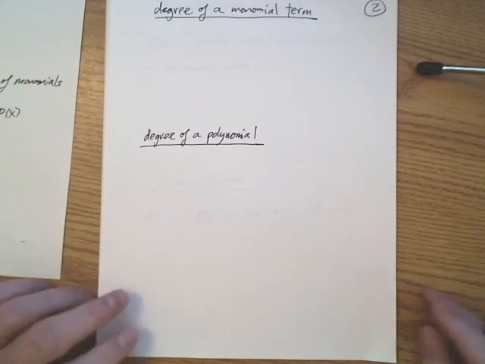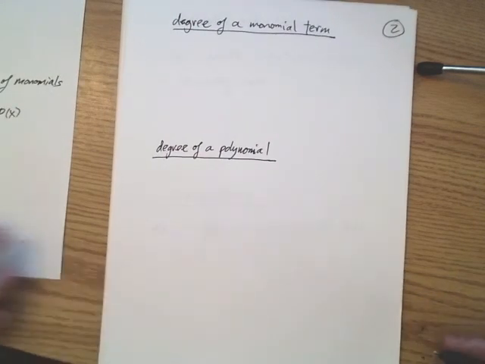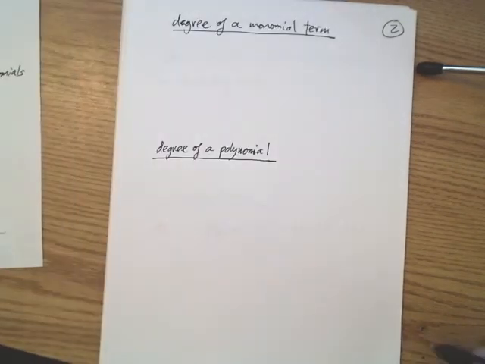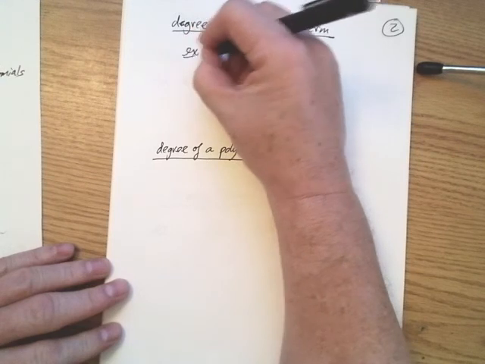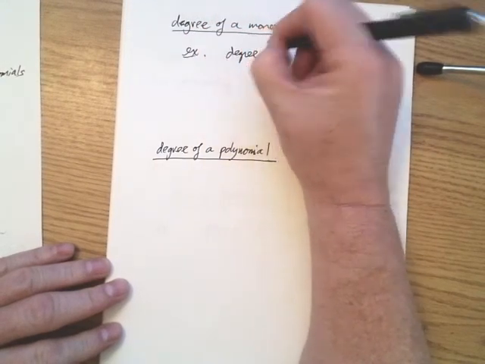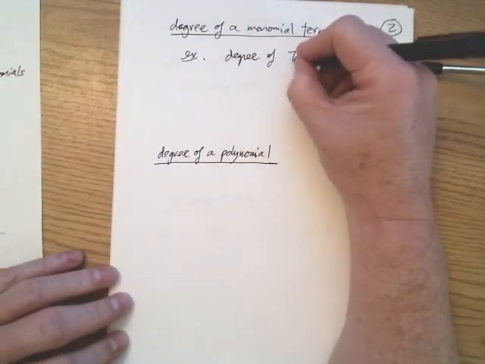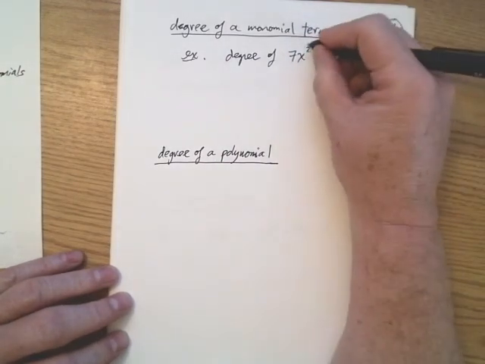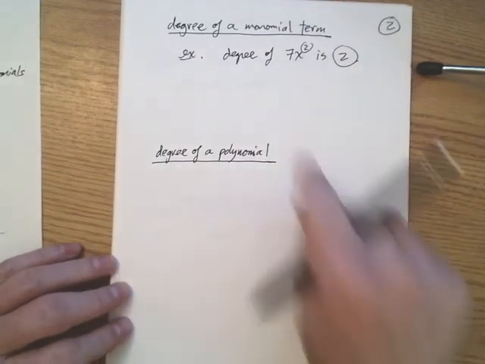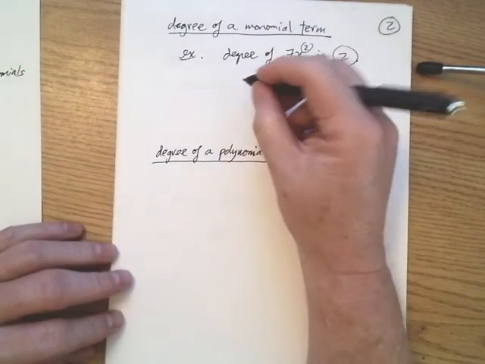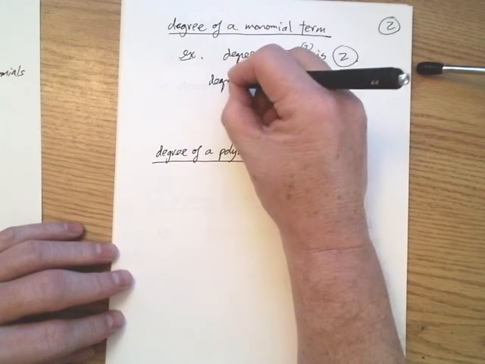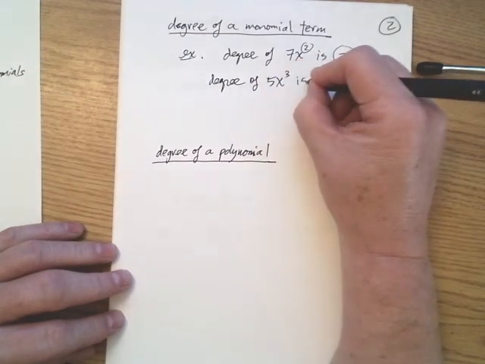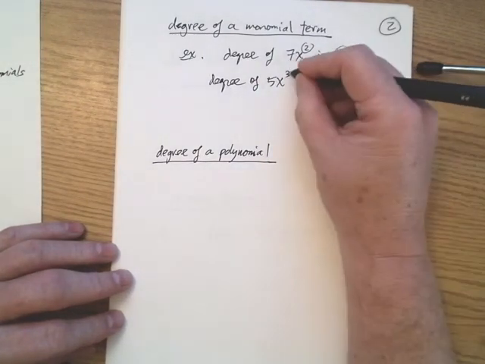Alrighty, let's talk about the degree of a monomial term. Let's say I have a monomial term like this or this or this. What's the degree? Let's take an example. The degree of, say, 7x squared is 2. It's the power on x that you're dealing with. So this is of degree 2. What's the degree of this? Degree 3, right? Because that's the power on x here.